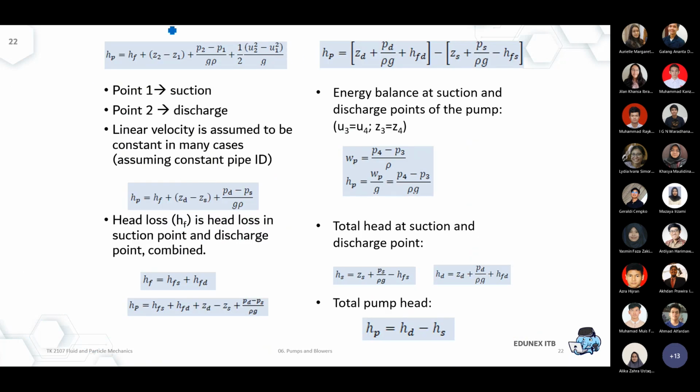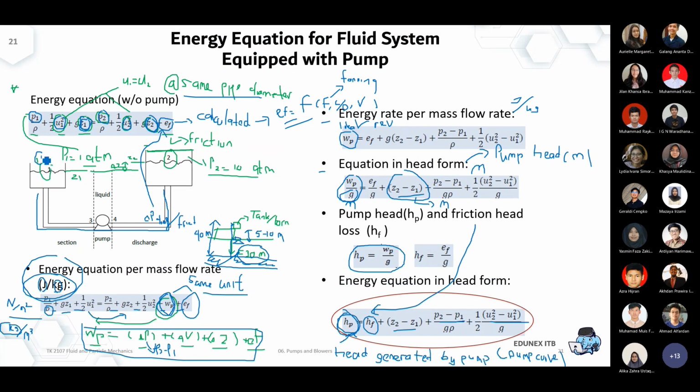Now point 1, point 2 is the suction and discharge. Let me check. I'll change this to 3 and 4 so that it's consistent with our picture. 1 is the upstream, 2 is the downstream, 3 is exactly the suction of the pump, 4 is exactly the discharge release point of the pump. That's the pump boundary.